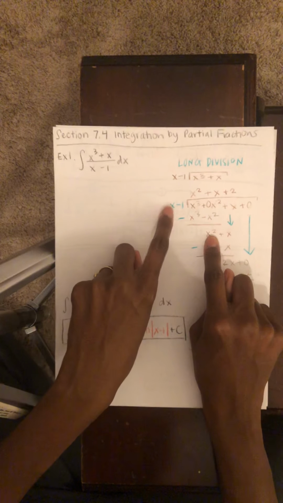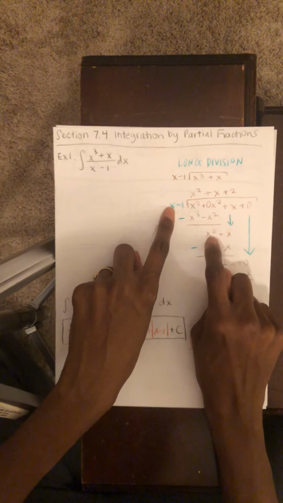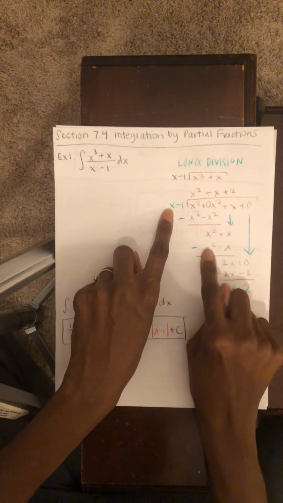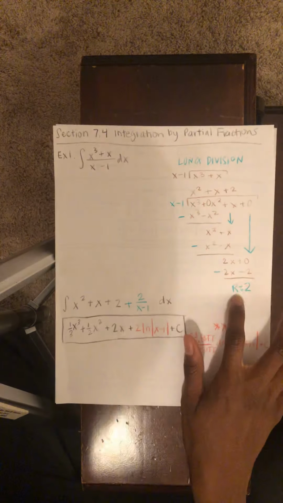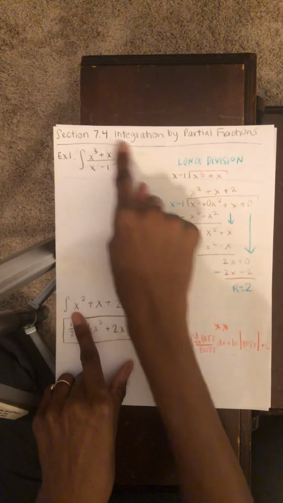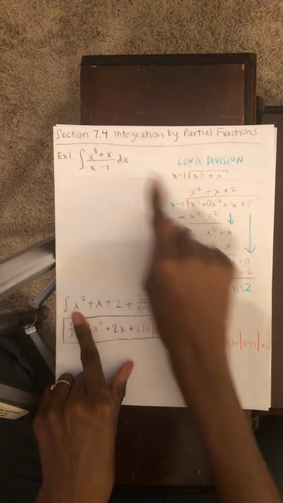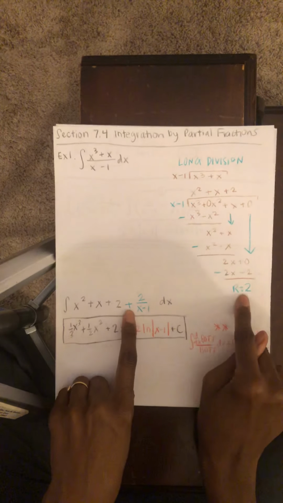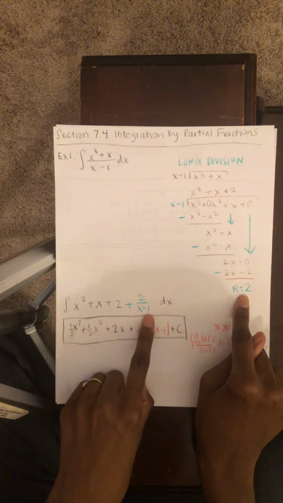Figure out what you multiply this x by to get this, which is a plus x, and then you multiply by both the greens, get this, subtract, okay? And then we have a remainder of 2. So essentially, instead of writing this, we can write it as the integral of x squared plus x plus 2, and then plus the remainder divided by the same denominator, okay?